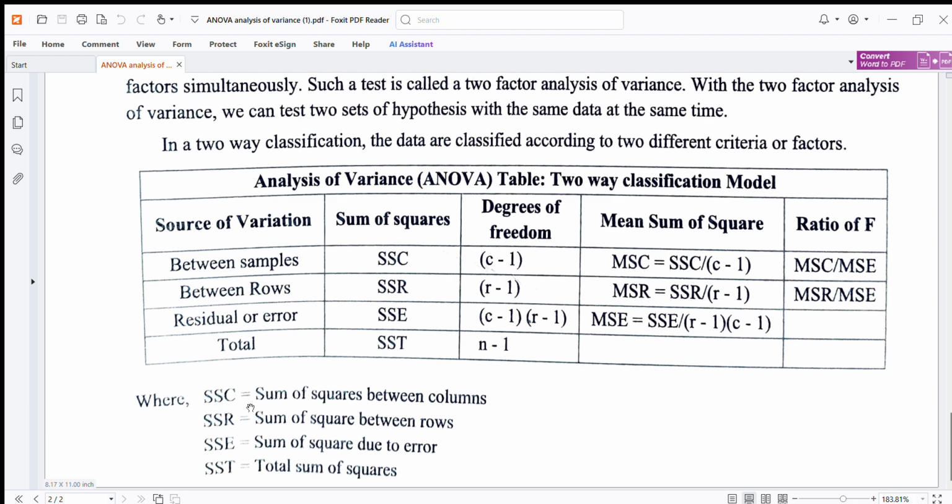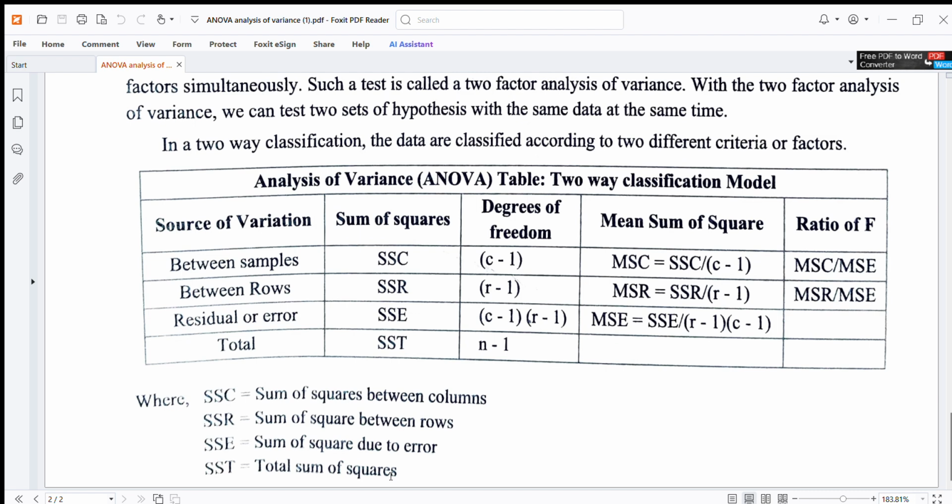Here SSC is the sum of squares between columns, SSR is the sum of squares between rows, SSE is the sum of squares due to error, and SST is the total sum of squares.